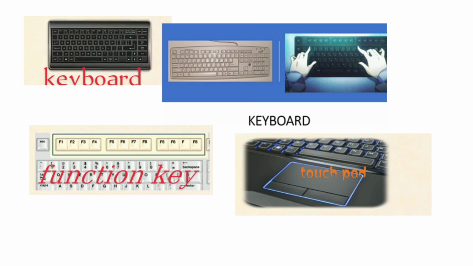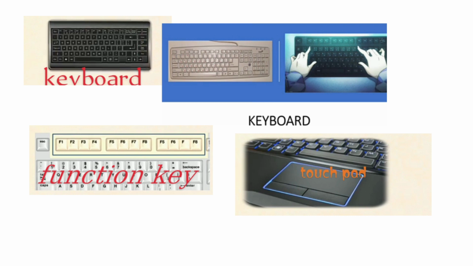A computer has different parts. External parts are the following. We have a keyboard. This is a keyboard. A keyboard is an input device that provides information to the computer, or we use a keyboard to enter information into our computer.